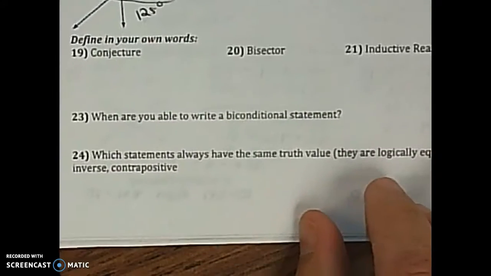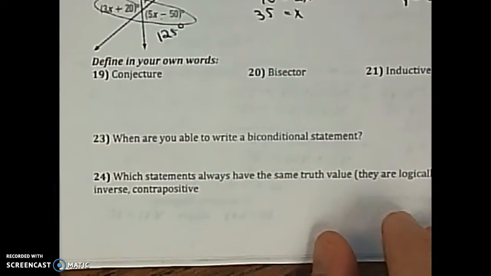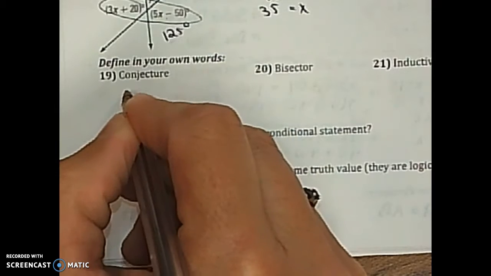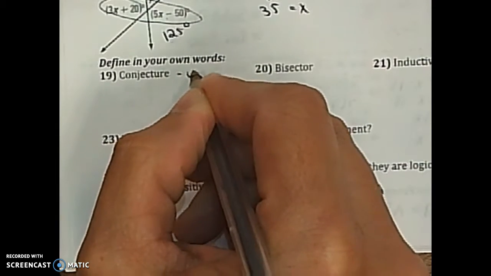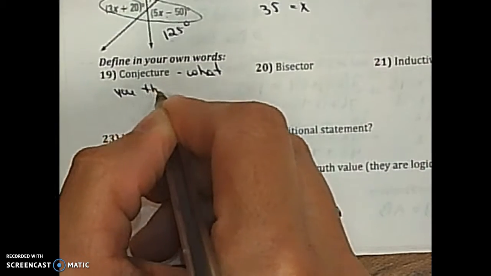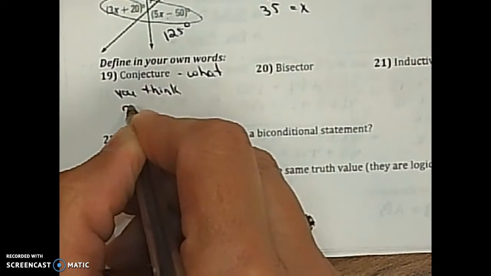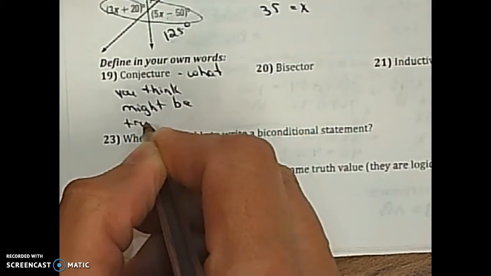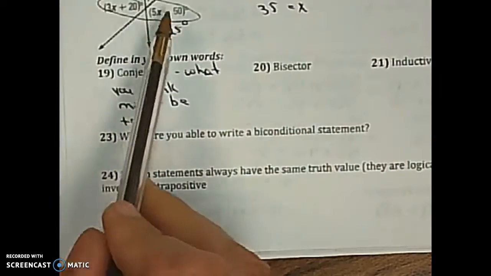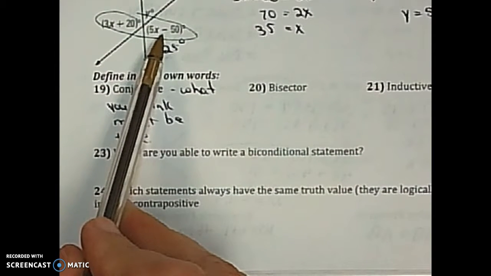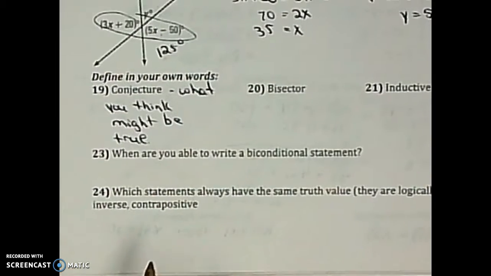Okay, moving on to question number 19. A conjecture is what you think might be true. It's kind of like a hypothesis. What you think might be true. So for example, when we first started with vertical angles, we might have made the conjecture that we think they're true, that we think they are congruent, or we think that they're equal.